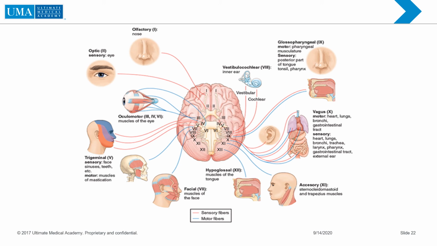The accessory would be our sternocleidomastoid, and that's referring to that middle section of the chest area, as well as our trapezius muscles. And then we also have the vagus motor, and this would send signals to our heart, lungs, the bronchi, which is within the lungs, and our gastrointestinal tract, which has to do with our intestines. We also have the glossopharyngeal, which would have to do with our pharynx. And then we have the vestibulocochlear, I should say, which has to do with the ear and those auditory functions.